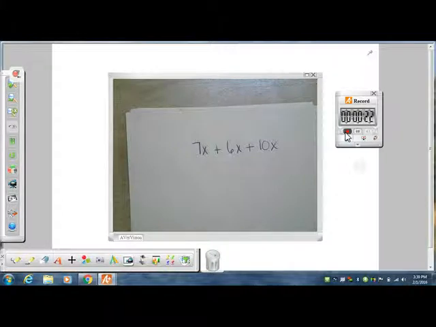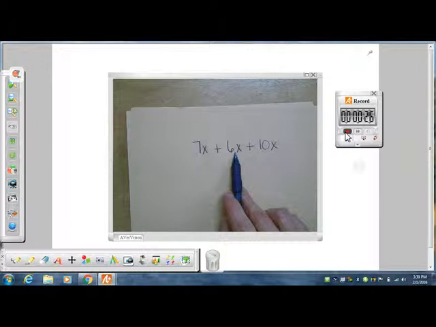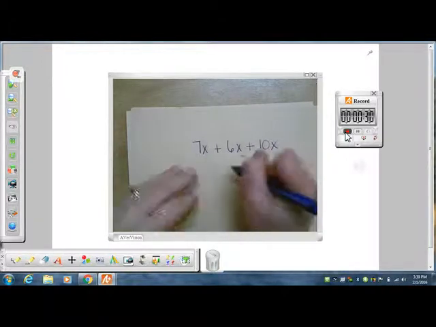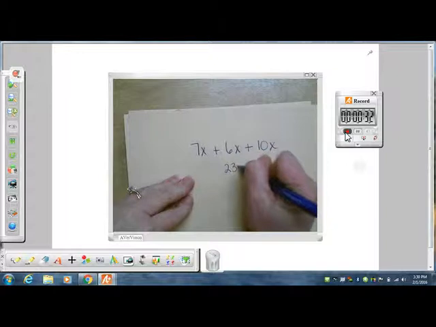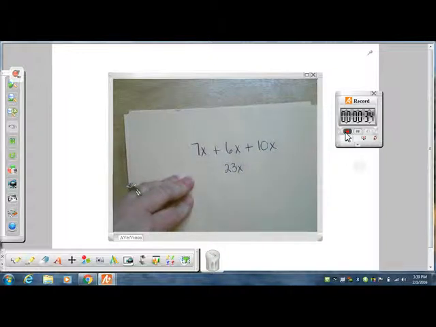Well, we learned way long ago, if I have 7 apples plus 6 apples plus 10 apples, I can just add those all together and end up with 23 apples, or in this case 23x, because 7 plus 6 would be 13, plus 10 more would be 23.